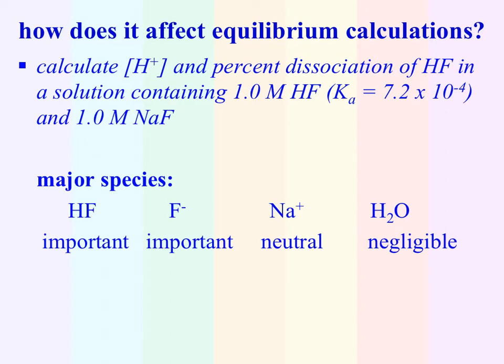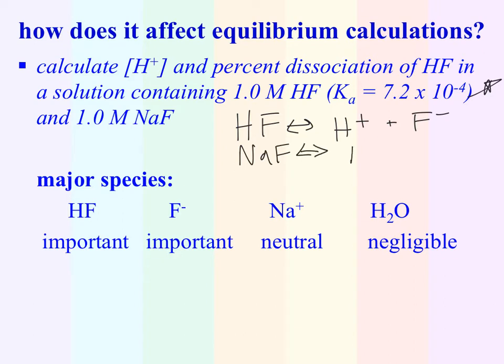In this problem, they've told us to calculate our H plus concentration and our percent dissociation of HF in a solution that has 1 molar concentration of HF and 1 molar concentration of sodium fluoride. Now, we know that HF is going to slightly ionize into H plus and F minus. Remember, it's a weak acid, as indicated here by the Ka value. So we know that process is occurring, and we know that sodium fluoride is a strong electrolyte, so it's going to break up into sodium and fluoride ion.